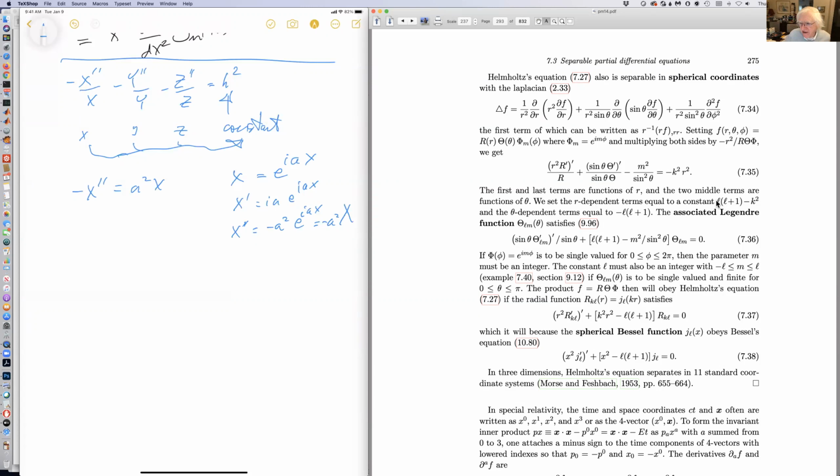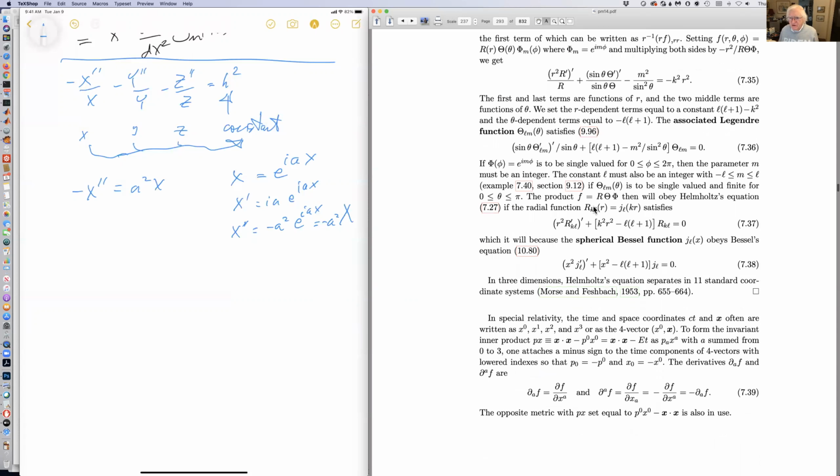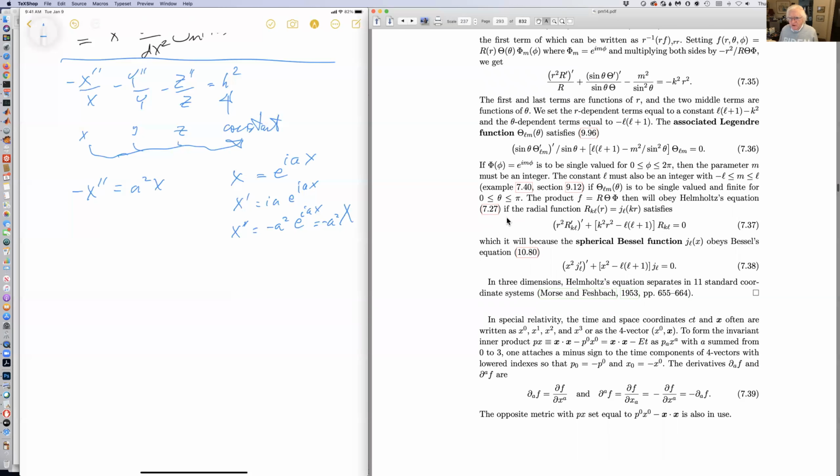It turns out that L has to be an integer, and M is an integer if you want it single valued on the whole region. L must be an integer if theta is to be single valued and finite on the whole region 0 to pi. And then you get F being a solution of Helmholtz's equation, as long as R satisfies the right equation. And it will, because if you set R sub kL of r equal to j_L of kr, then you get this, where j_L of x is the spherical Bessel functions.